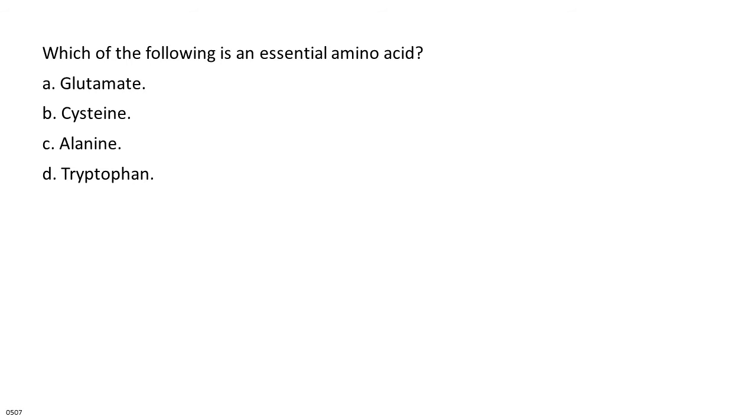Which of the following is an essential amino acid? A. Glutamate. B. Cysteine. C. Alanine. D. Tryptophan.